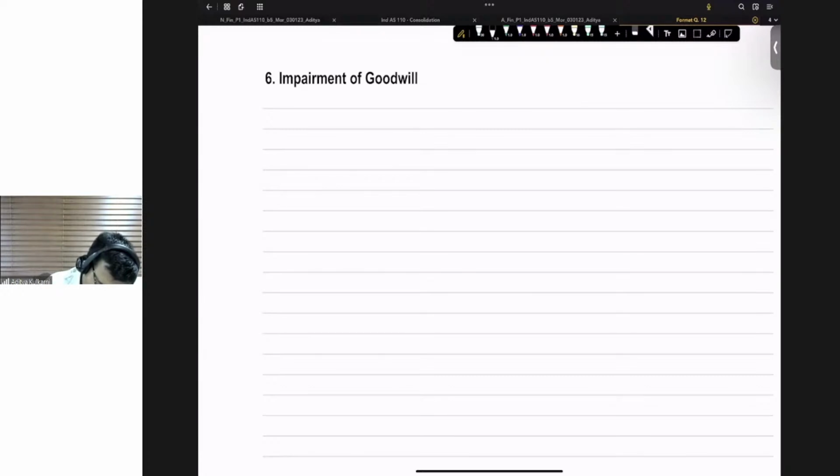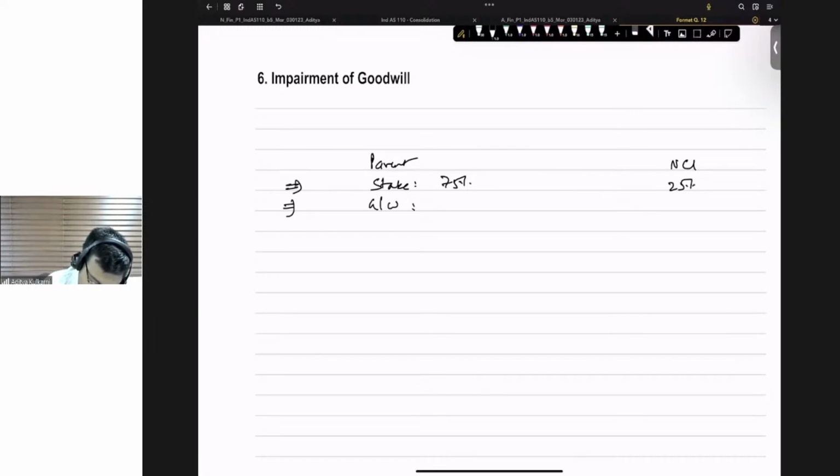Sir, what do you mean by किस ratio में जाएगा? See, I am having parent, I am having NCI. दोनों के case में I am having one ratio which is stake. In this case, 75%, 25%. I am having another data that would be goodwill before impairment that is attributable to the parent, and goodwill before impairment that is attributable to the NCI.